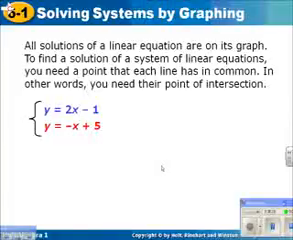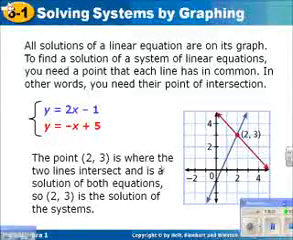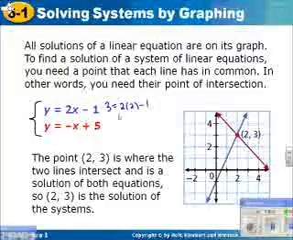So if my system of equations is y = 2x - 1 and y = -x + 5, then I would need to figure out what the ordered pair is that works in both equations. Well, the one that happens to work in both of them is (2, 3), because 3 is equal to 2 times 2 minus 1. So 3 is equal to 4 minus 1, so 3 equals 3. So I know the point (2, 3) works in y = 2x - 1.